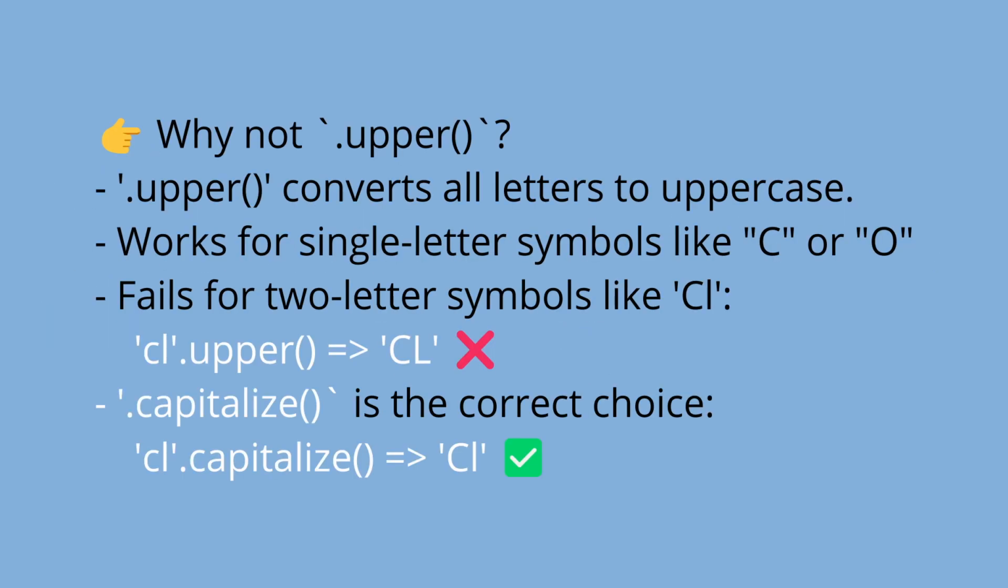Why not use the .upper function? .upper would make all letters uppercase. That works fine for single-letter symbols like C or O, but it would break two-letter symbols like Cl. Chlorine's symbol is Cl. Only the first letter is uppercase, the second is lowercase. If we used .upper, Cl would become CL, which wouldn't match our stored tuple. So .capitalize is the correct choice. It keeps Cl exactly as it should be.